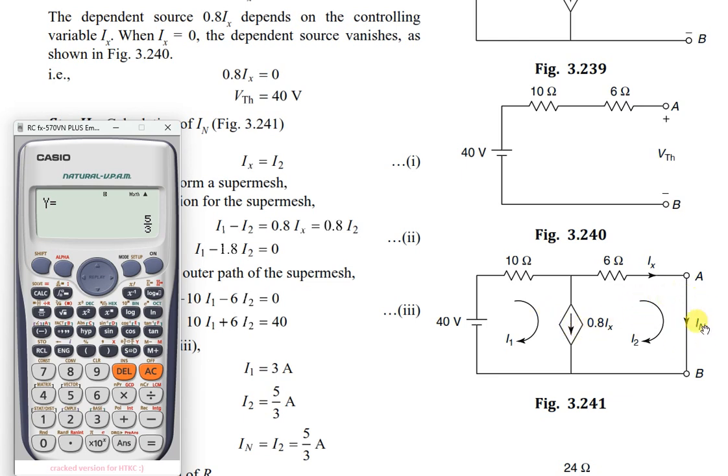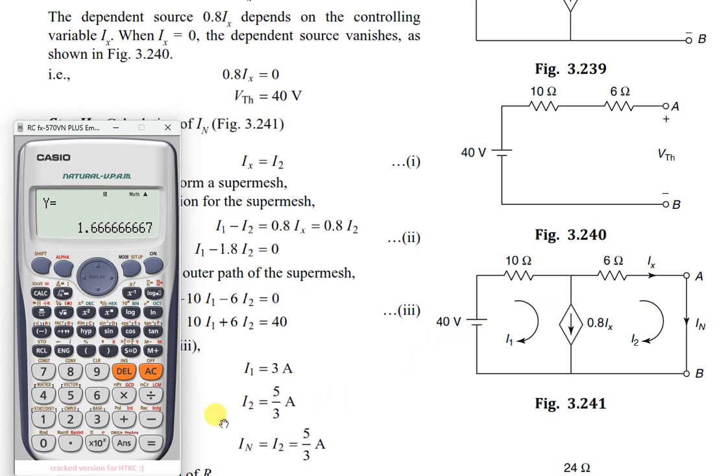And from the figure we want the short circuit current IN. So IN is the same as I2. So I2 is 5 by 3, or you can also write 1.6667. Okay, it is 5 by 3 or 1.66667. That is the short circuit current IN.